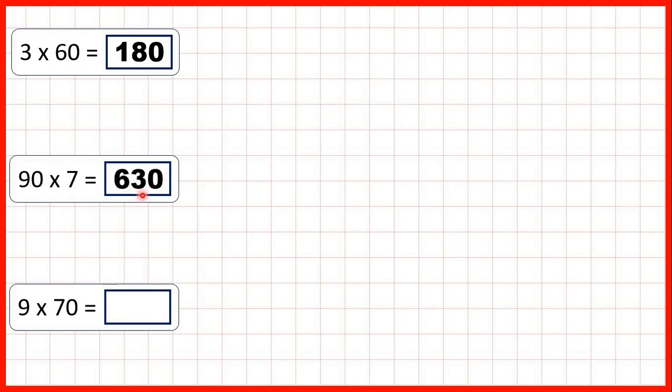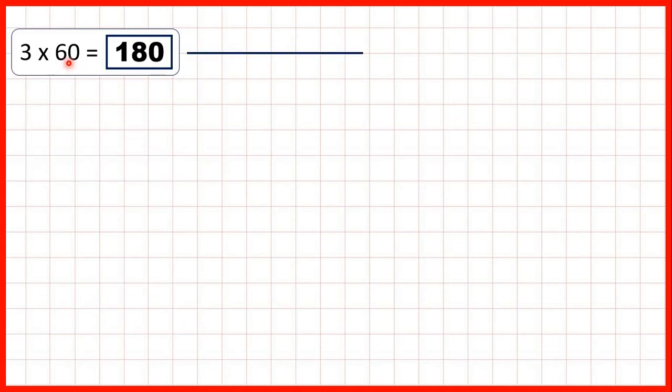Now we have 90 times 7. That's 630, because 9 times 7 is 63, and then again, if we have one end 0 in the question, there will be one end 0 in the answer. So now let's try 9 times 70. Our answer is 630 again, because 9 times 7 is 63. And if we have one end zero in a multiplication question, there will be one end zero in the answer. So let's look again at this first question. We had 3 times 60.